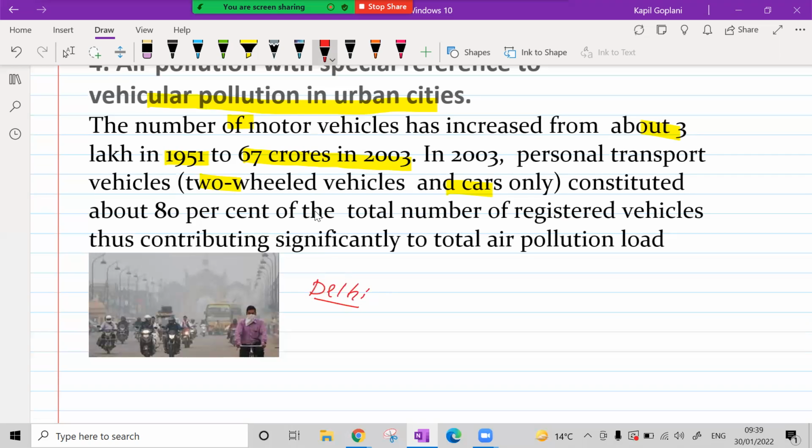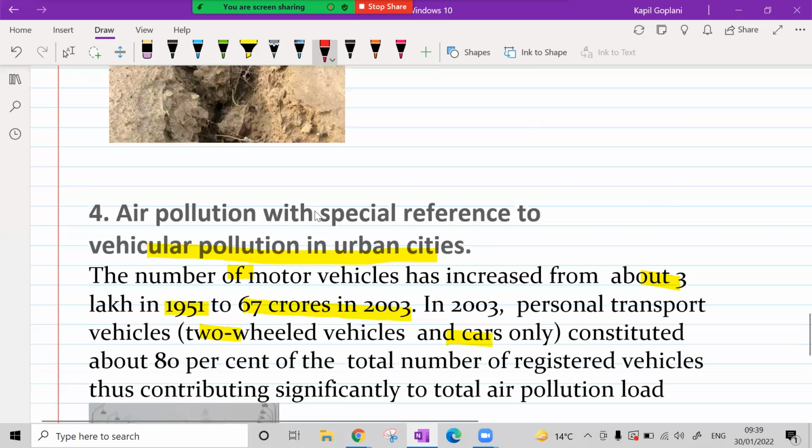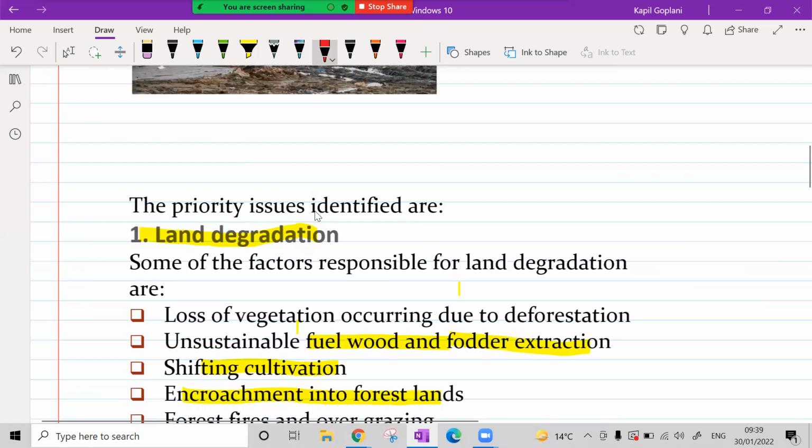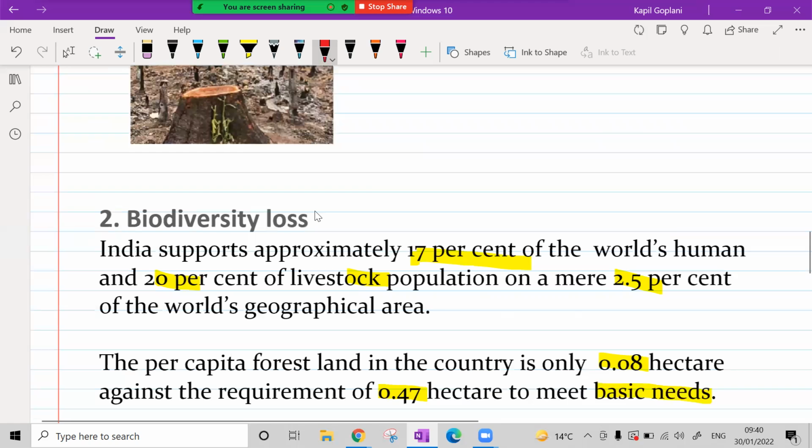So these are the four environmental issues in front of us. Tell me, the first one is land degradation. Okay. The second one is your biodiversity loss. Why?